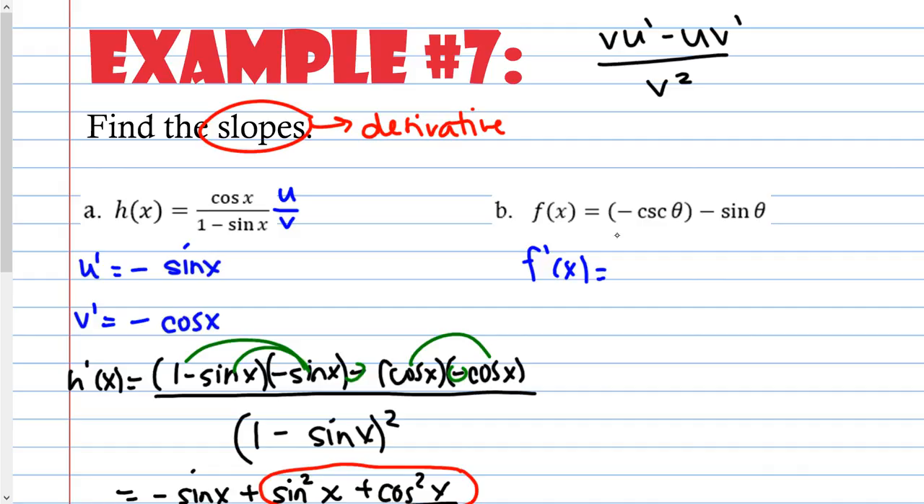Okay, so the derivative of cosecant. Oh, and that's another thing. This should be theta, right? My variables should all be the same. I must have made a boo-boo.